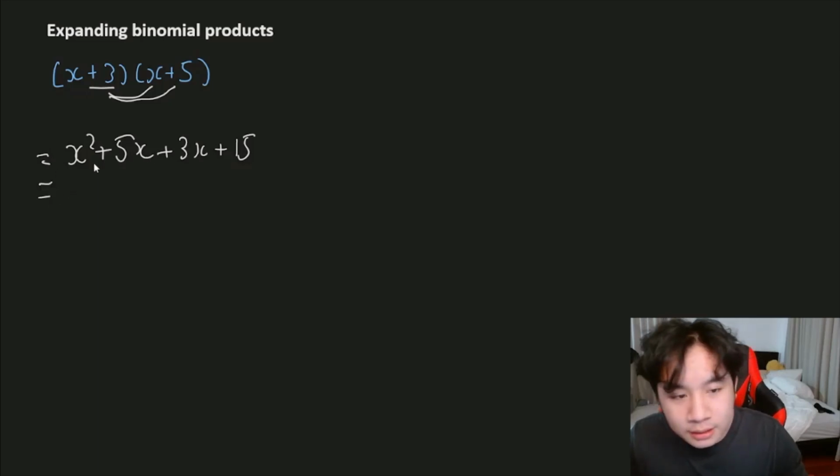You just need to collect the like terms. There's no like terms with x squared, so that just becomes x squared. 5x plus 3x becomes 8x. And then we have plus 15 by itself.